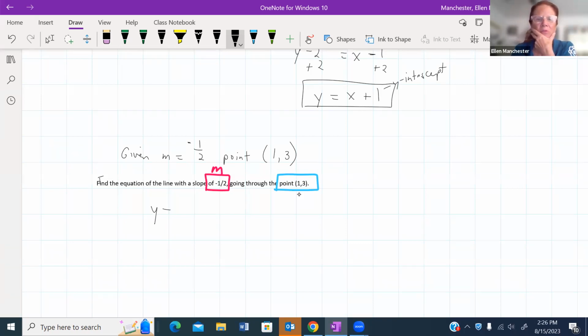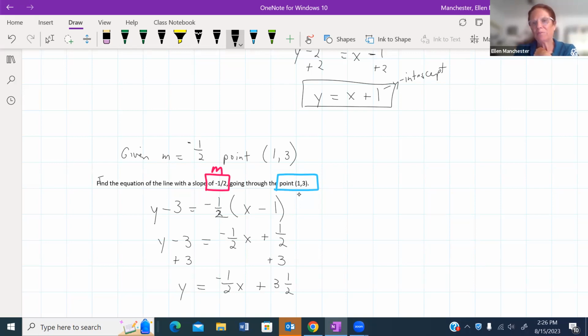Y minus y1, the slope, times x minus x1. Now we're going to clean this up. So y minus 3 equals -1/2 times x is -1/2 x. -1/2 times -1 is +1/2. Okay, and then we're going to add 3 to both sides. So I get y equals negative 1/2 x plus 3 1/2. Okay, a whole number plus a half is just 3 1/2.